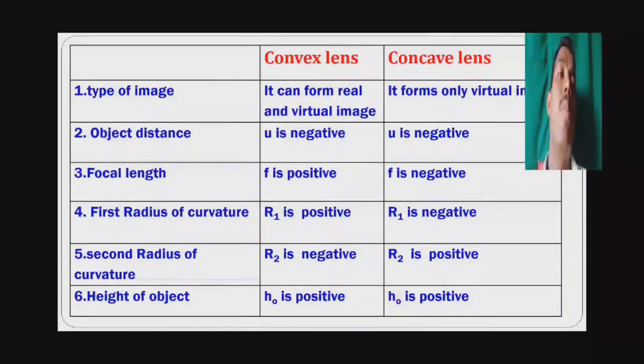The first radius of curvature for a convex lens is measured in the direction of the incident ray, so R1 is positive. And R2 is measured opposite to the direction of the incident ray, that's why R2 for a convex lens is negative. The first radius of curvature R1 for a concave lens is measured opposite to the direction of the incident ray, so for a concave lens R1 is negative and R2 is positive. The object is always placed above the principal axis, so the height of the object is always positive for both lenses. These 5 characteristics depend on the type of the lens.